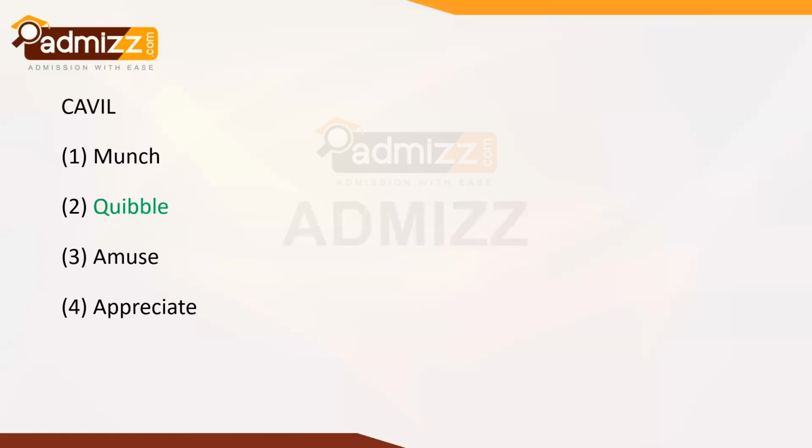Amuse means to entertain, which too does not exactly mean what quibble is. Appreciate means to sort of praise someone, right? So the only one implying a sort of negative connotation at this point is quibble. And so it fits in with quibble, so it's the correct answer.